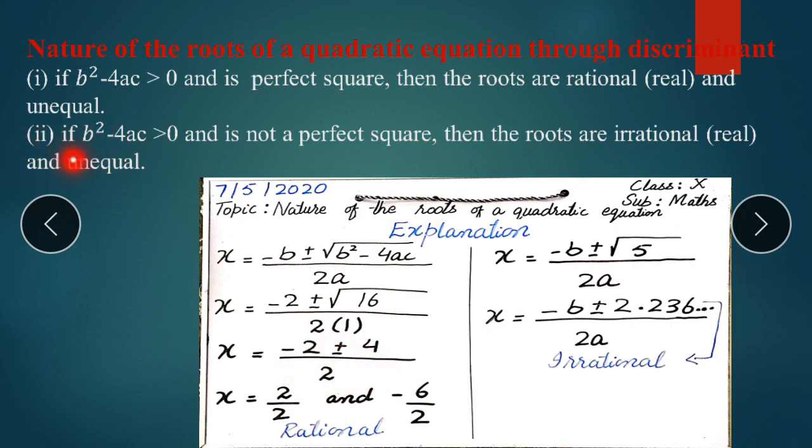If we see the second one, if the discriminant is greater than 0 and is not a perfect square, as 5 is not a perfect square, then the roots are irrational and unequal. It will be irrational due to this non-terminating and non-recurring radical of 5.